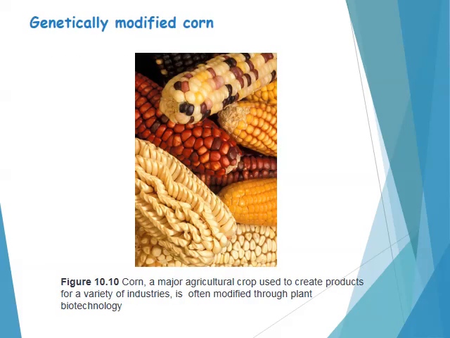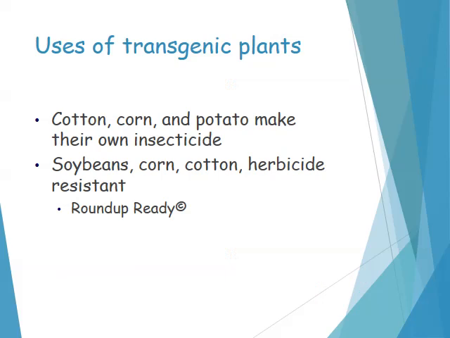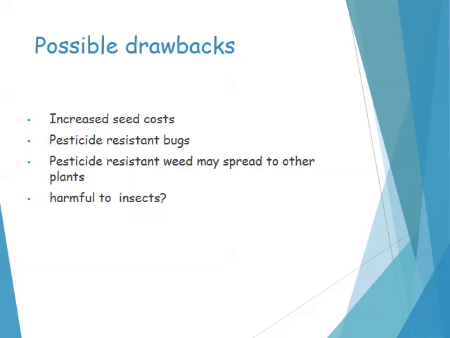Corn is a major agricultural crop that is often modified through plant biotechnology. Plants can be genetically modified to make their own insecticide. A gene from bacteria is inserted into crops that produces an endotoxin that kills pests. Other types of transgenic plants are resistant to Roundup. The herbicide Roundup can then be readily used and not affect the crop yield. This process is patented, and therefore the seeds cost more.